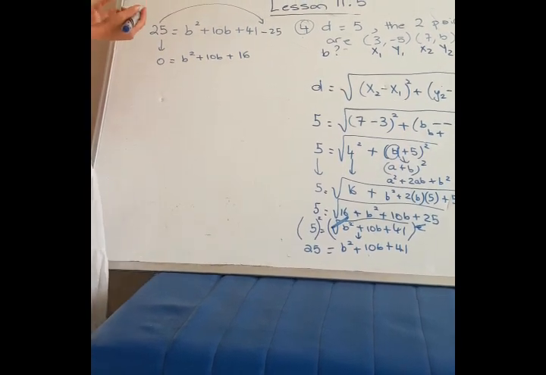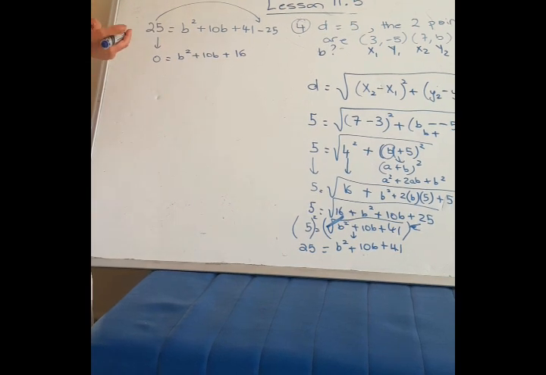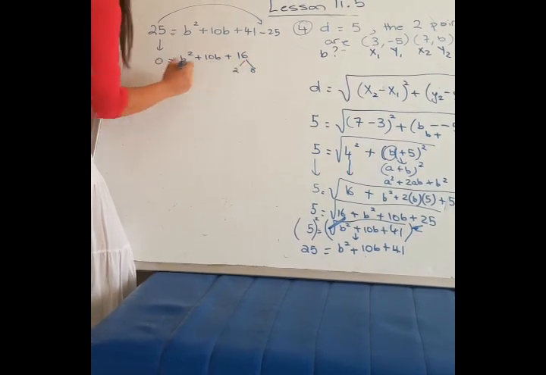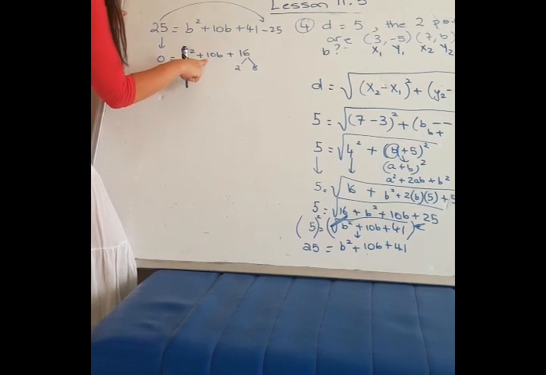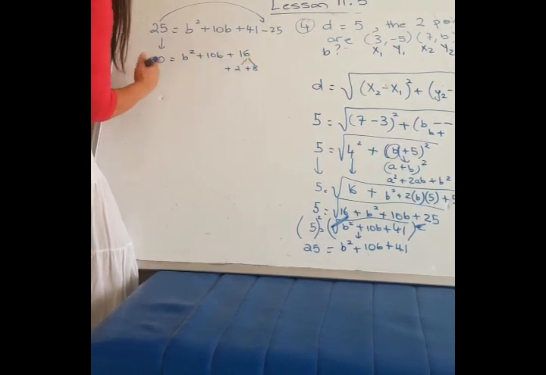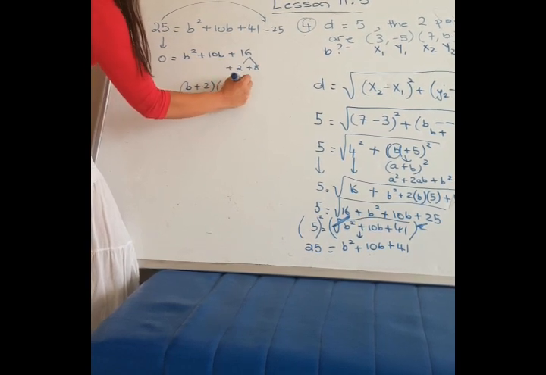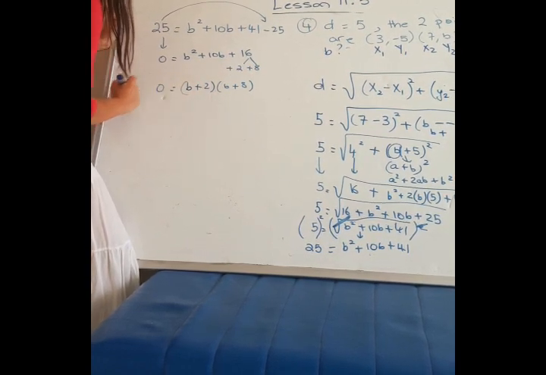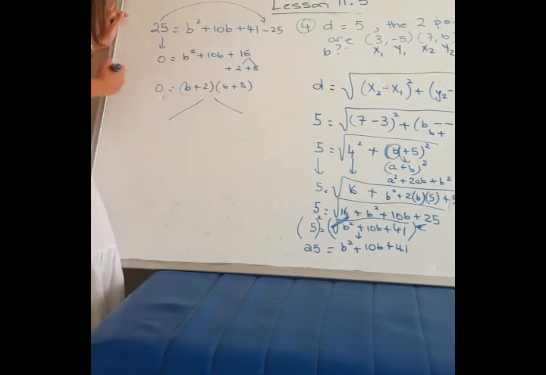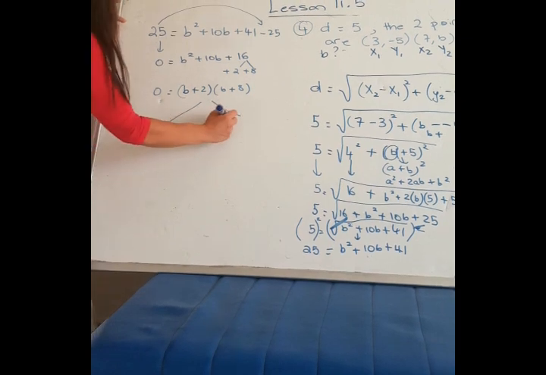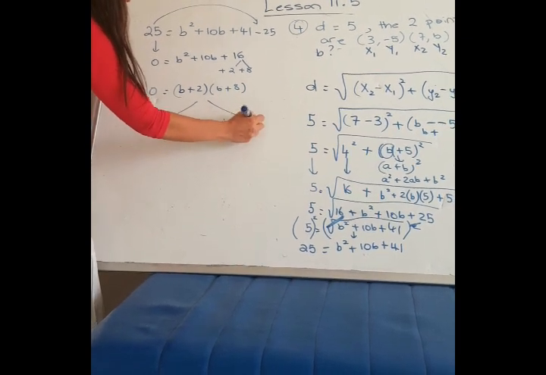And now, how do I solve? It's a trinomial. I need to look for the factors of 16. 2 times 8. Can I get a 10? Yes. Plus 2 plus 8. So my answer is b plus 2, b plus 8. All of this is equal to 0. And now, I bring them down. b plus 2 is equal to 0. b plus 8 is equal to 0.